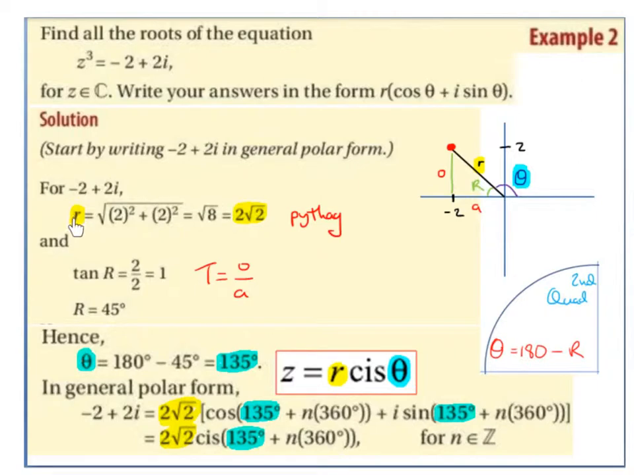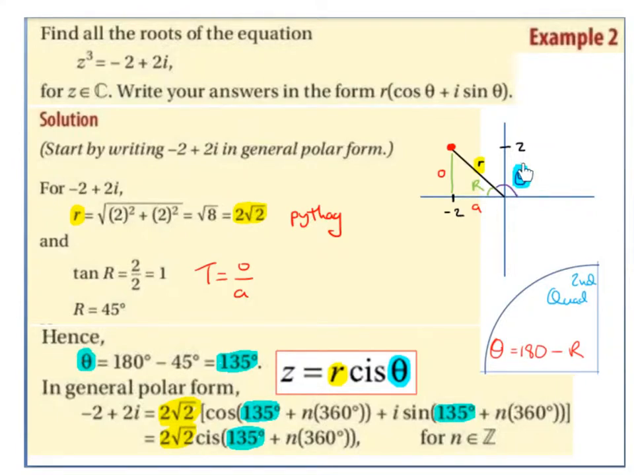So r is equal to the square root of 2 squared plus 2 squared, which is equal to root 8, which is 2 root 2. So that was using Pythagoras' theorem. Then to find our reference angle, tan of alpha is equal to the opposite over the adjacent, which is 2 over 2, which is 1. So alpha is equal to 45 degrees. So our reference angle is 45 degrees.